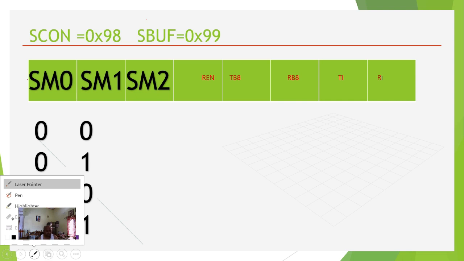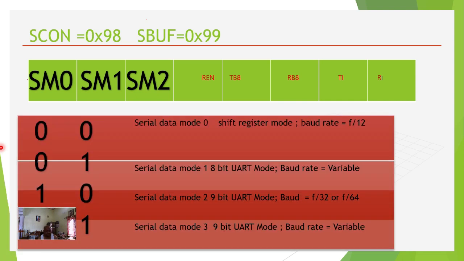Instead of writing and wasting time, we can continue with the presentation. So this SM0 can take either 0 or 1. It's a flag, right? A flag can store only binary information, 0 or 1. Similarly, SM1 can store either 0 or 1, and SM2 can store either 0 or 1. So here I wrote some combinations.